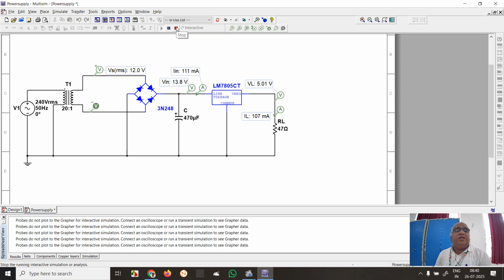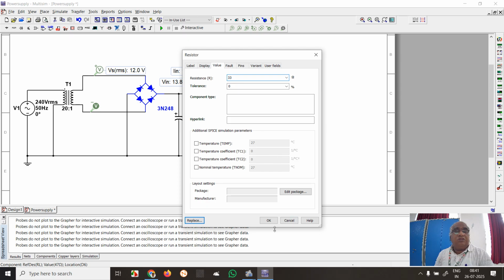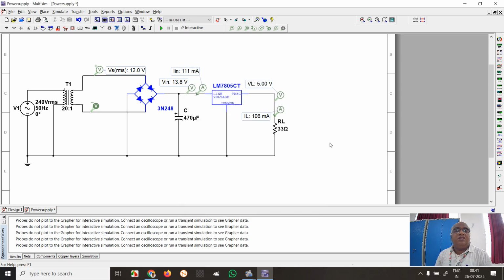So when the load increases, the load resistance value decreases and the load current increases. Even as the load current changes, the output voltage remains 5 volts. It is clearly observed. As we decrease the load resistance, the load current increases. Previously 106 milliamperes, now it is 151 milliamperes.